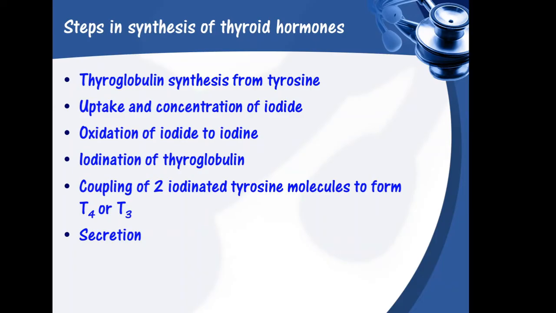So, what are the steps involved in the synthesis of thyroid hormones? First is synthesis of thyroglobulin from tyrosine, then uptake and concentration of iodide, oxidation of iodide to iodine, iodination of thyroglobulin, coupling of two iodinated tyrosine molecules to form T4 or T3, and finally secretion of the hormone.